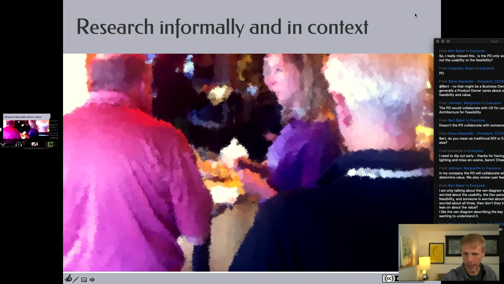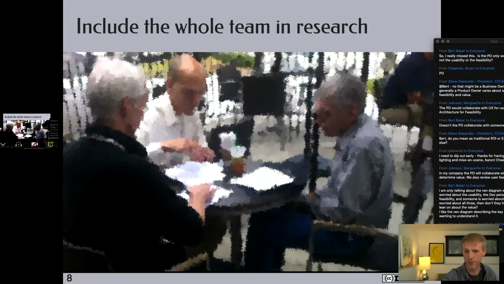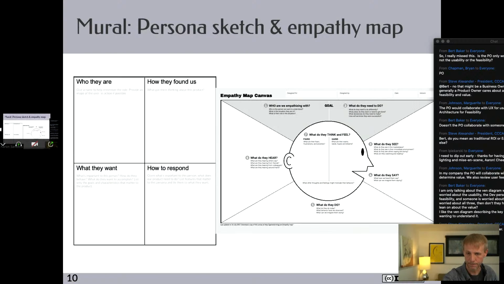I'm just going to blast through and look for some stuff in here. There's George and Dick, their personal weather station. Persona sketches are very helpful. I call it a sketch. I have a mural on this too. And then next to that is the empathy map.